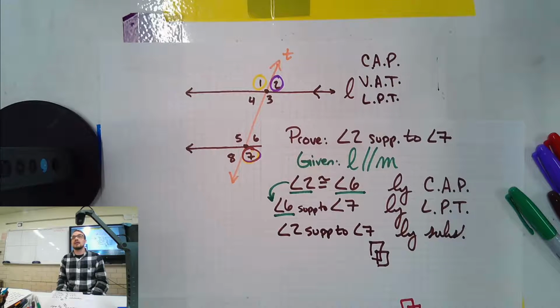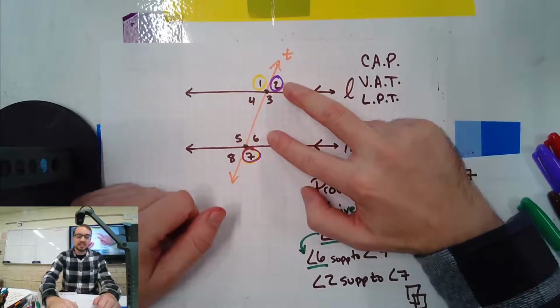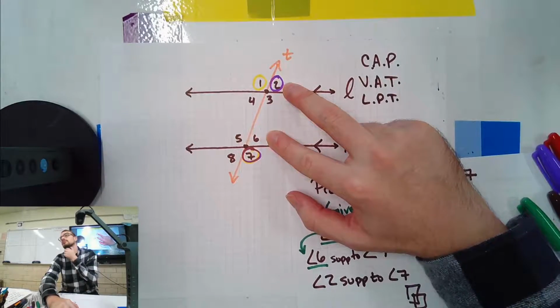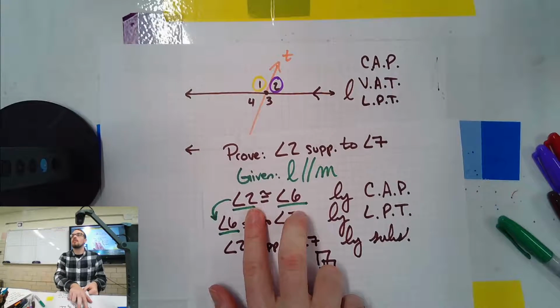How do you remember which postulates and theorems go to which? So when I said 2 and 6 are congruent, one of the ways I can say that they are is that they're corresponding angles, right? Because that's what they are. So that's why I say by corresponding angles postulate, those 2 are congruent.